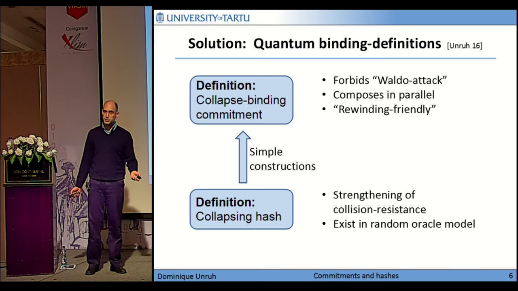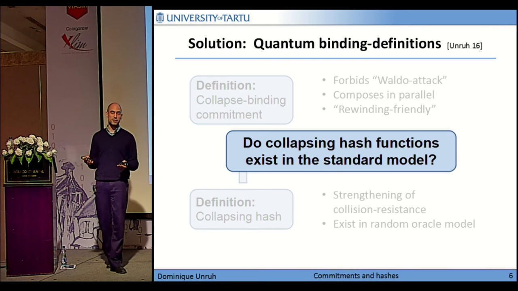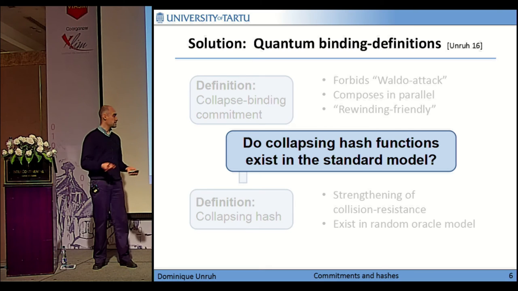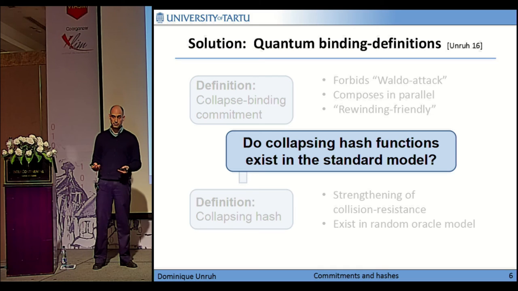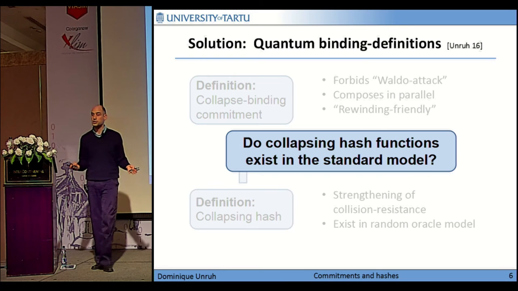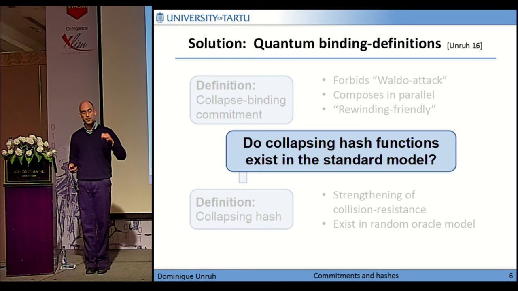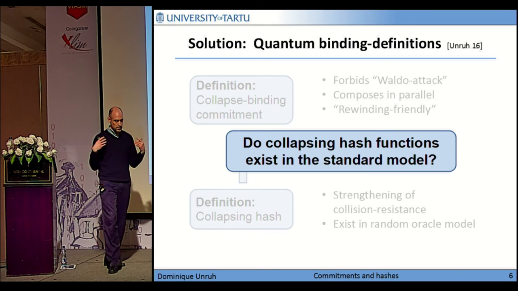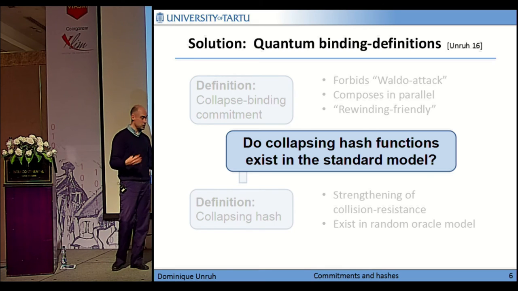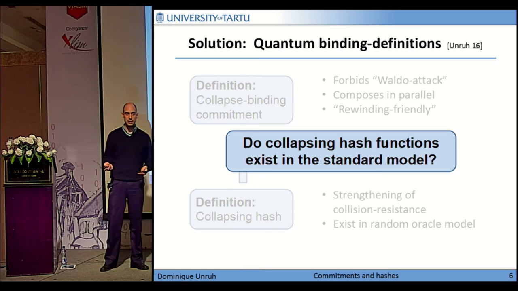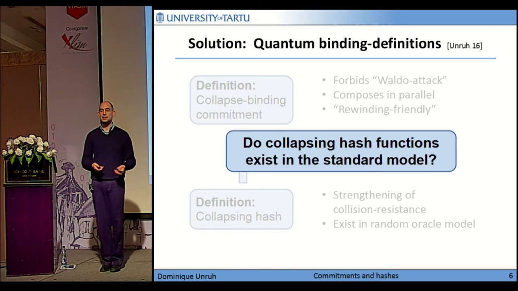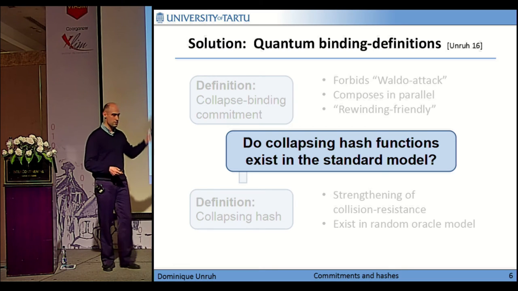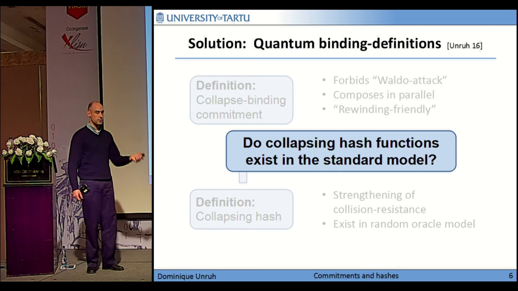But the big question that remained open is, do collapsing hash functions actually also exist in the standard model? Because you could claim, well, I make up some definition, and then I show the random oracle satisfies it, but perhaps it's an impossible to achieve definition. So the goal of the present paper is to show that collapsing hash functions exist in the standard model, so without random oracle. And in particular, this then also implies the existence of collapse binding commitments in the standard model. So it solves all the problems that I've mentioned so far, at least. Not all the problems in the world.